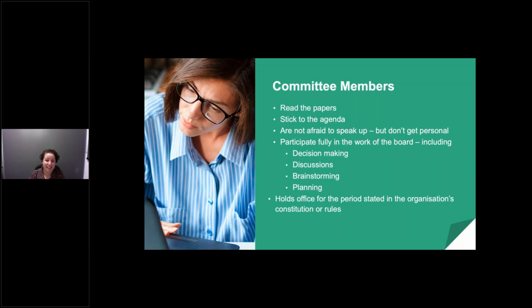Again, a committee member, going back to code of conduct, they don't get personal. This is about making the best decisions in the interests of the organisation, and they should be respecting their fellow committee members at all times and abiding by that code of conduct.